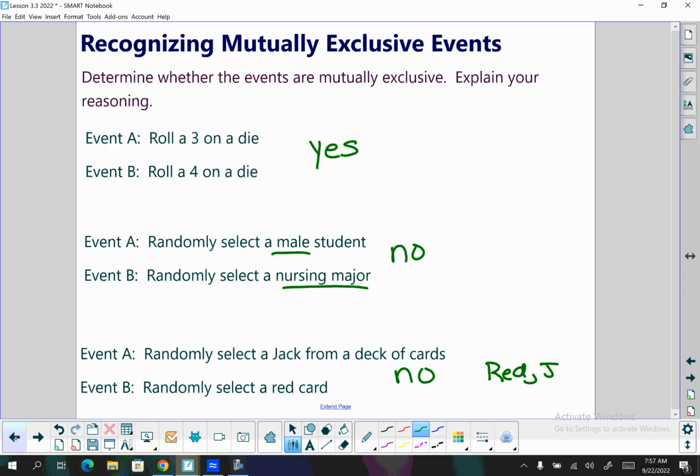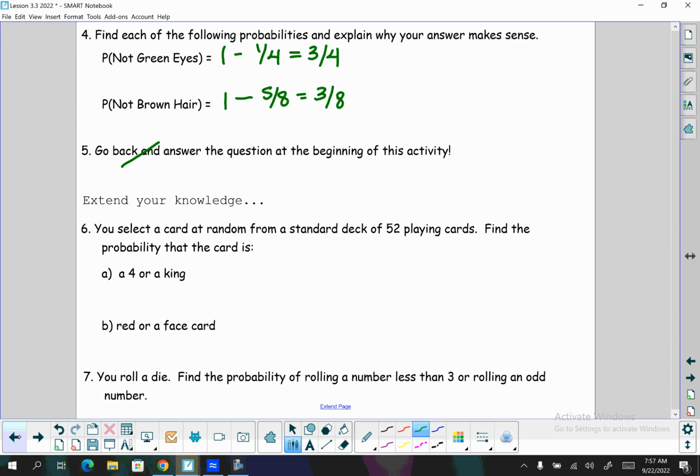All right, so back to your paper now. Let's do a couple of these together. You select a card at random from a standard deck of 52 playing cards. We're going to find the probability that the card we pick is a 4 or a king. Okay, if we see the word or, we're going to use our addition rule. So we are calculating the probability that it is a 4 plus the probability that it is a king minus the probability that it is a 4 and a king. Putting the two together. What is the probability that it's a 4? If I pull one card out. How many 4s are in a deck of cards?